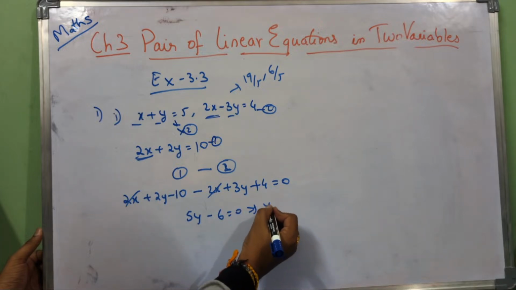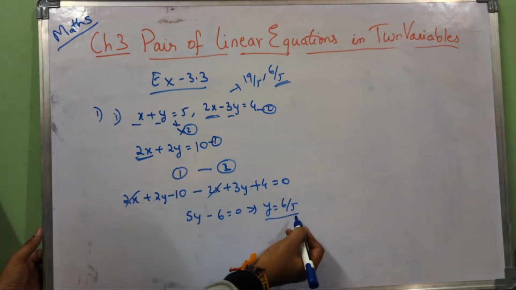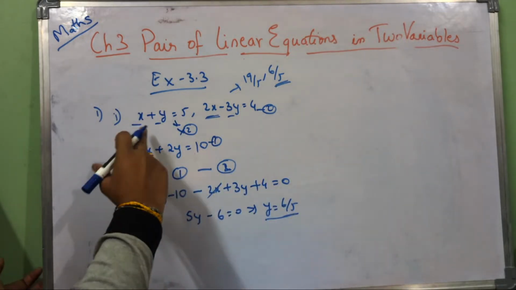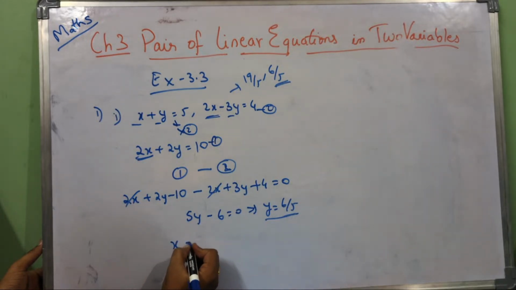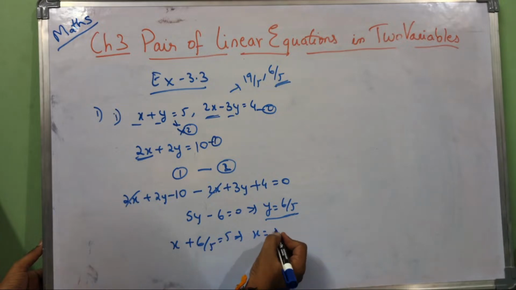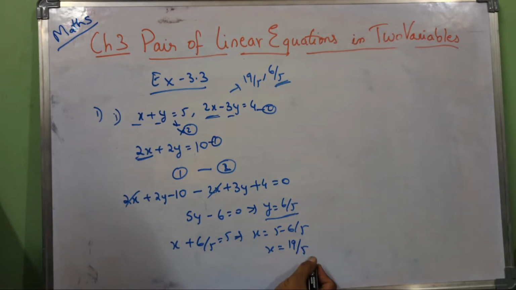So now I will get the y value directly, which is 6 by 5, which is the same as what we solved from the substitution method. Next, after getting one variable, it's the same way. Substitute in either of the equations, get the value. So I'll just substitute in the first equation, that is x plus 6 by 5 equal to 5, which will become x equal to 5 minus 6 by 5. 25 minus 6 is 19, 19 by 5, so the final answers are x is 19 by 5 and y is 6 by 5.